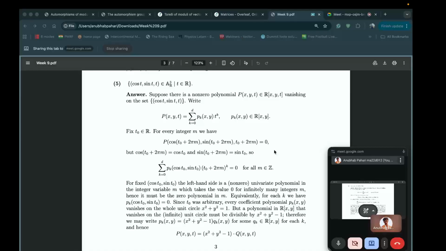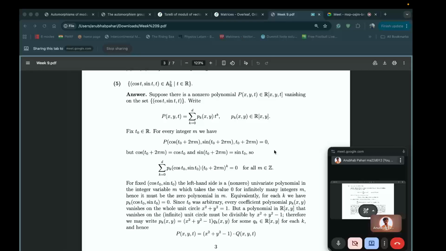Now fix t_0 in R. For every integer m we have p(cos(t_0 + 2 pi m), sin(t_0 + 2 pi m), t_0 + 2 pi m) equals 0. But cos(t_0 + 2 pi m) equals cos t_0 and sin(t_0 + 2 pi m) equals sin t_0. So the summation of p_k(cos t_0, sin t_0) times (t_0 + 2 pi m) to the power k equals 0 for all m belonging to Z.